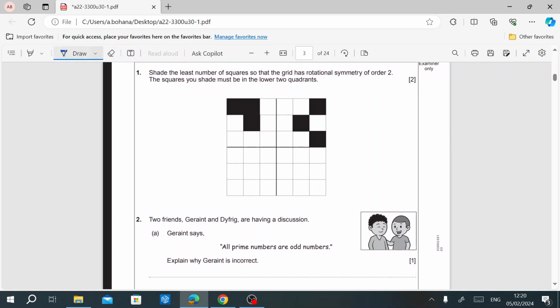Okay, so shade the least number of squares so that the grid has a rotational symmetry of order 2. That means if you were to rotate the shape all the way around, how many times will it keep its shape? You could use tracing paper to do this. It's a bit untidy, but you get the idea. So that's the answer I'm looking for there, okay?